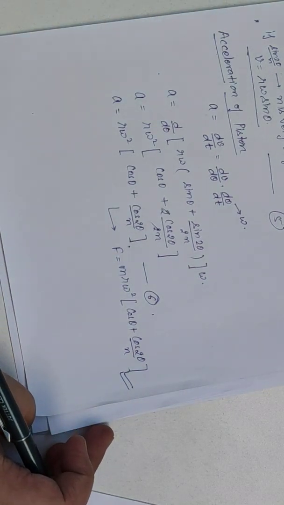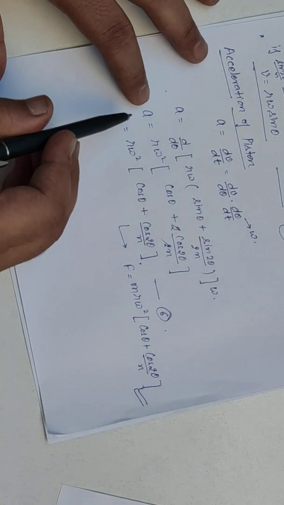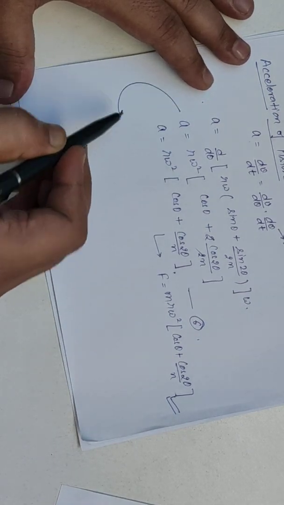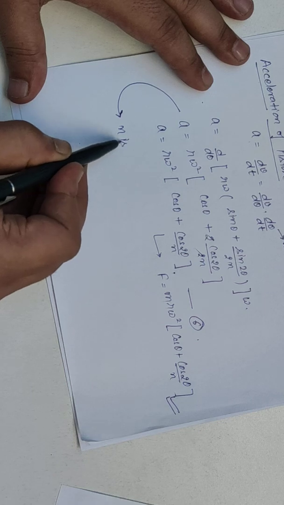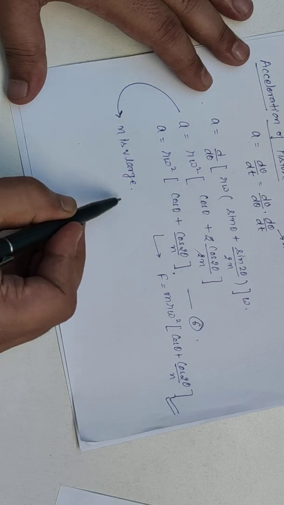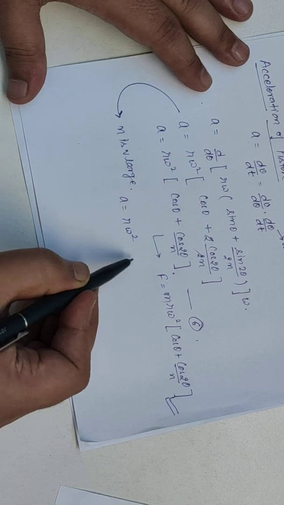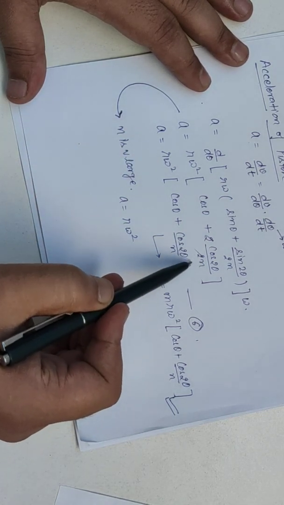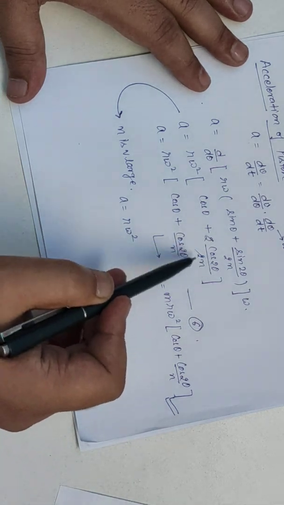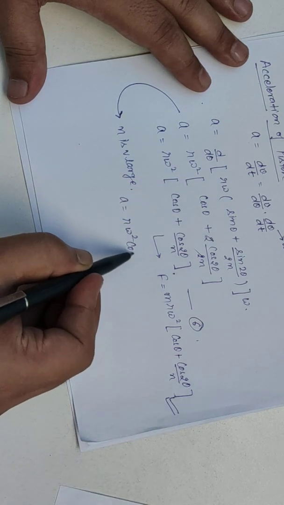If we have certain conditions, like if n is very large, then this acceleration we can write as r omega square. When n is very large, this whole quantity cos 2 theta by n tends to 0. So we can write r omega square cos theta.